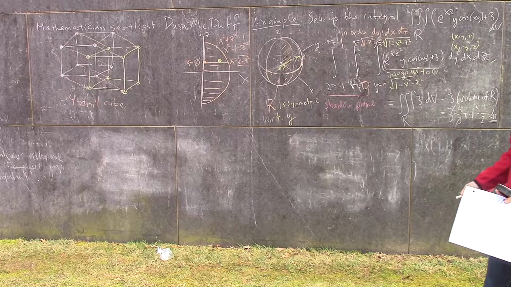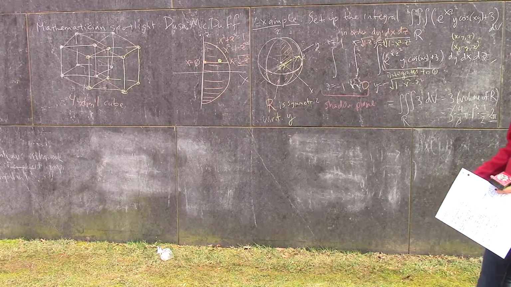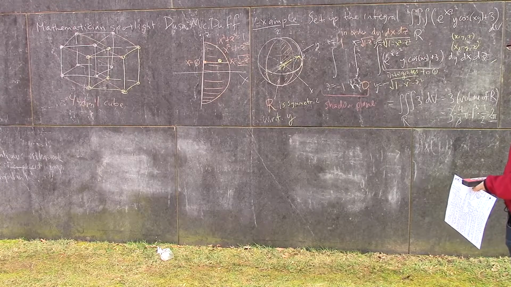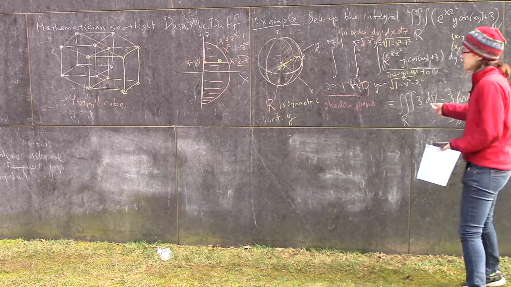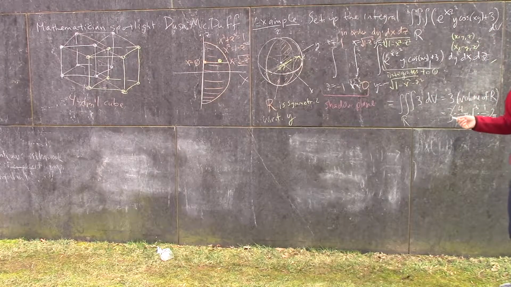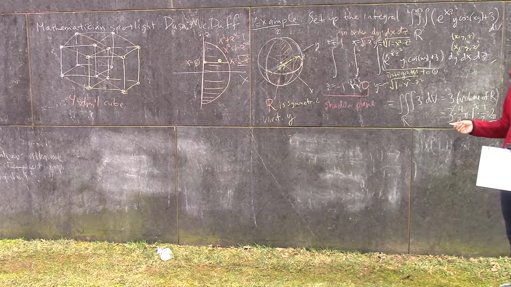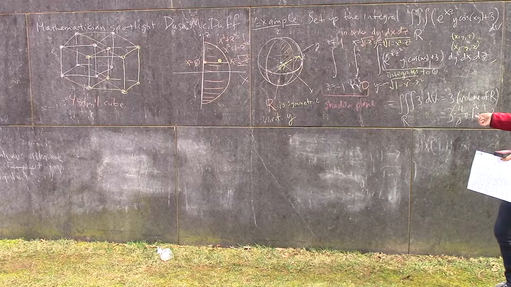If we triple integrate 1, why would we get the volume? Yeah, so if we triple integrate 1, it's just like saying the density is 1 everywhere. What is the total mass? Sort of like in double integrals we talked about the other day.